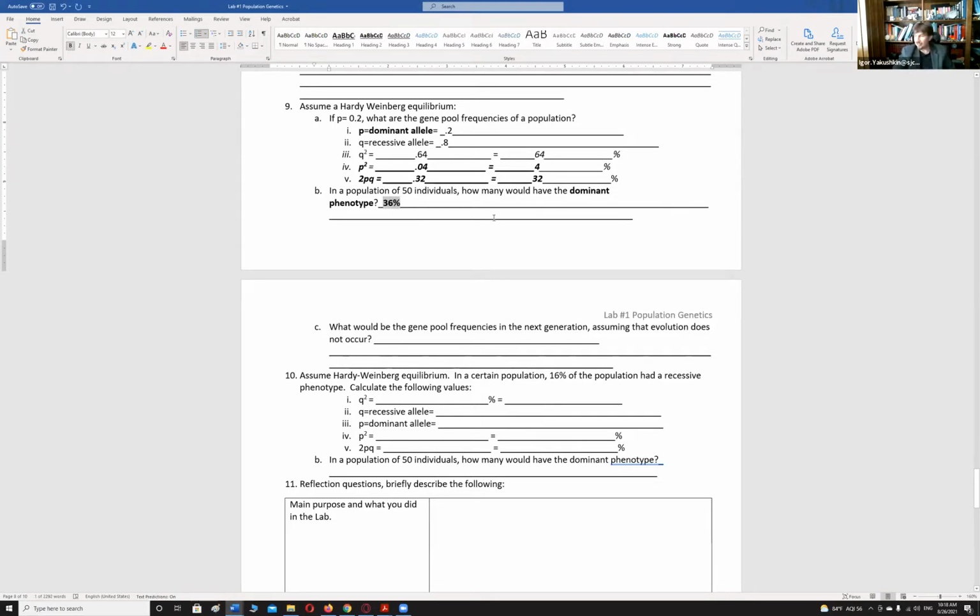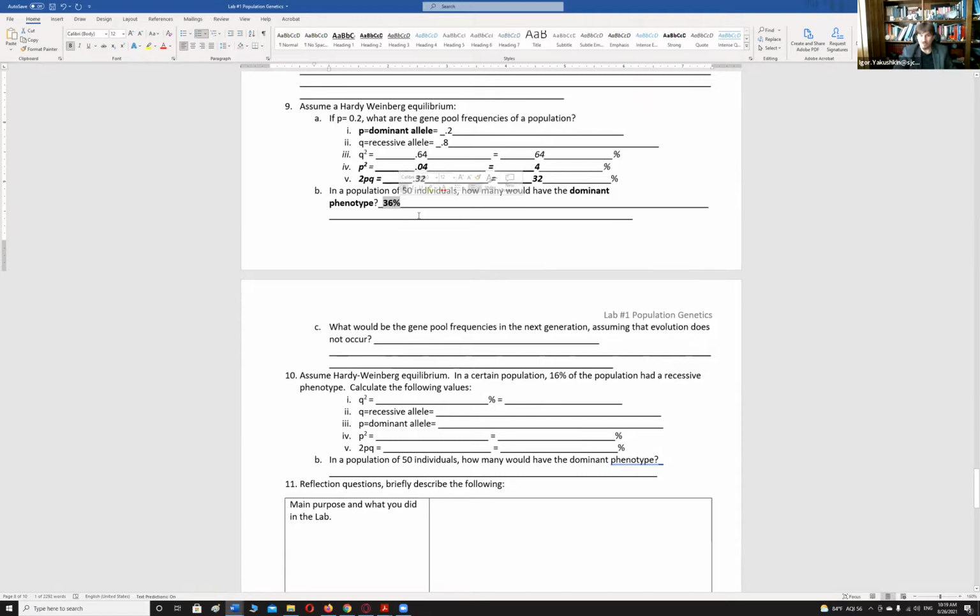Now, 36 is part of the answer, because now it's not asking what's the percentage. It says if we have 50 individuals, how many individuals will that be? All we need to do is find out 36% out of 50. How can you do that? You multiply. You're taking 36%. Yes, 18 is the correct answer.